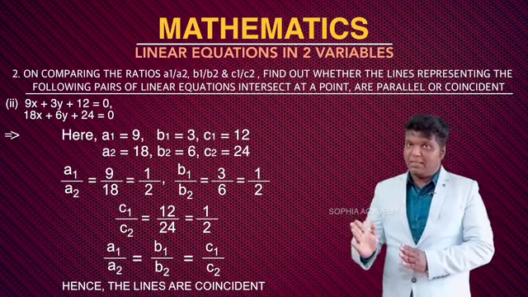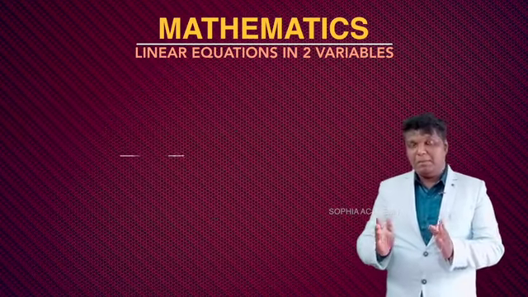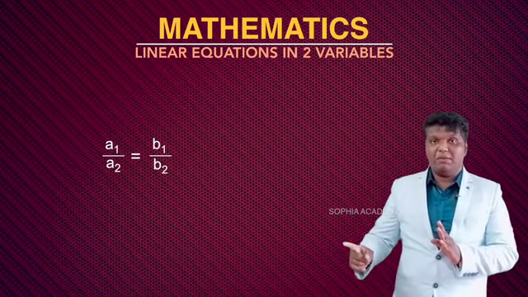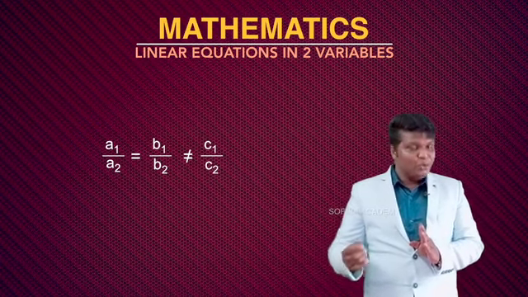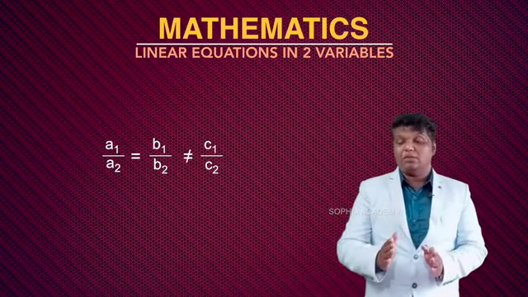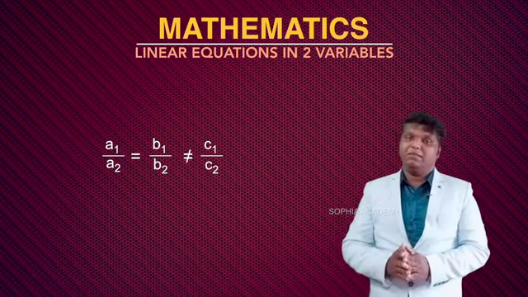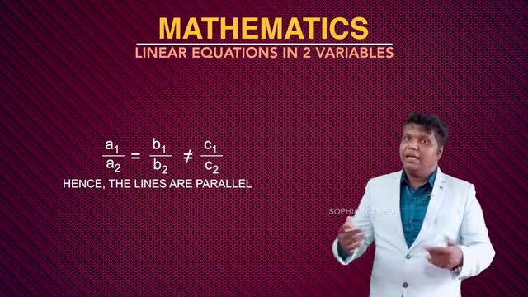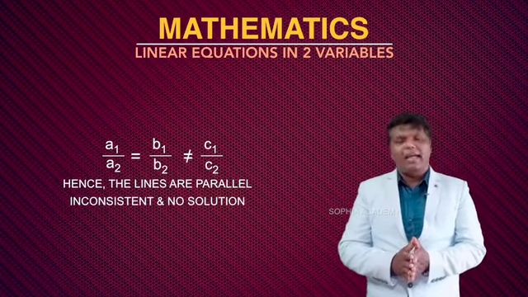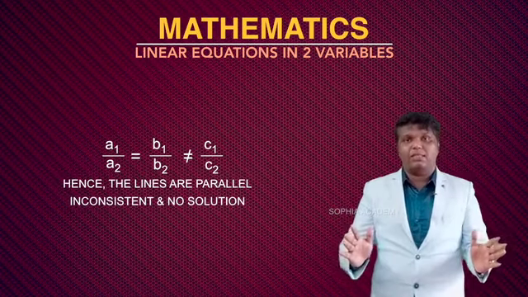What if it happened like this, that a1 by a2 you got, b1 by b2, both of them are equal, but when you check the c1 by c2, you got it is not equal to c1 by c2, what will you conclude? You will say that as a1 by a2 is equal to b1 by b2 and that's not equal to c1 by c2, we will say that they are parallel. They are parallel means they are inconsistent and they're not going to have any solution. There is no solution for such equations.